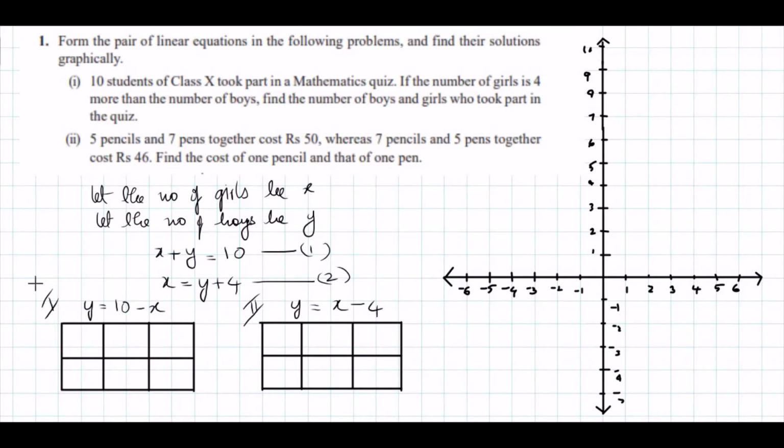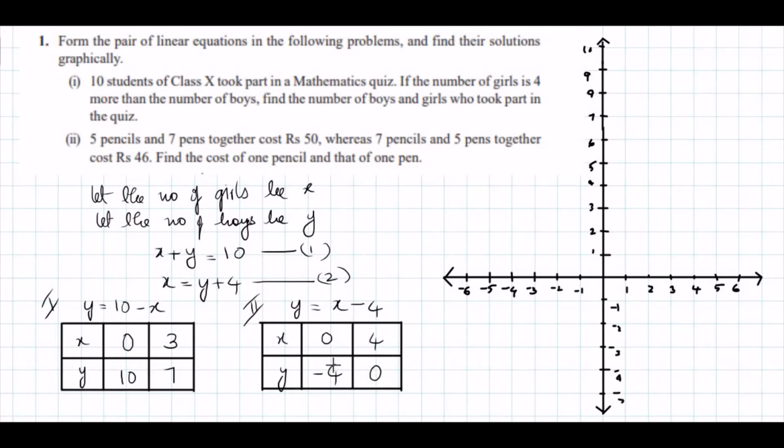After writing this, for the first equation, take the solutions for x and y. So here when x is 0, the value of y is 10, and when x is 3, the value of y is 7. 10 minus 3 is 7. You can take any solutions. I have taken 3 for x here. For the second equation, y equal to x minus 4. When you take the value of x as 0, you get the y value as minus 4. And when x is 4, the y value is 0.